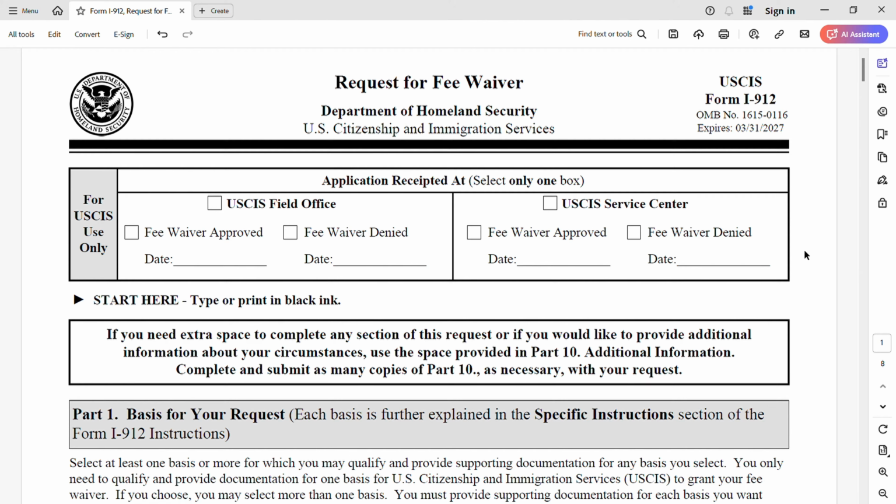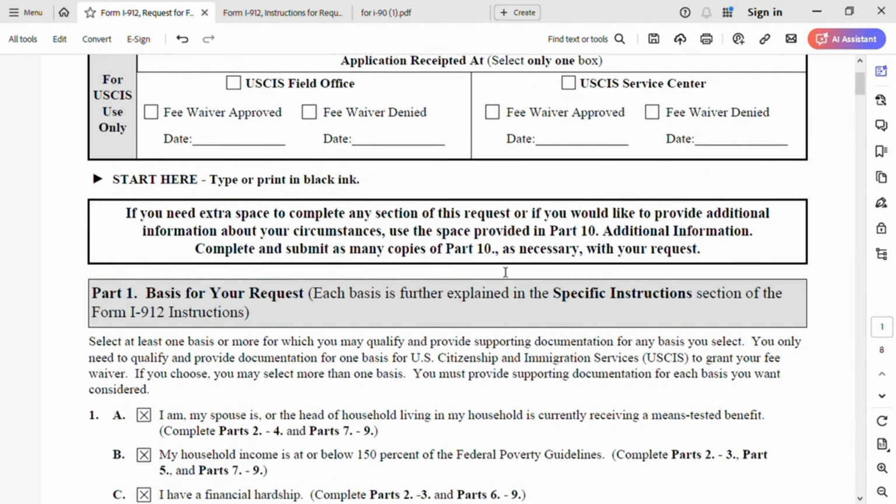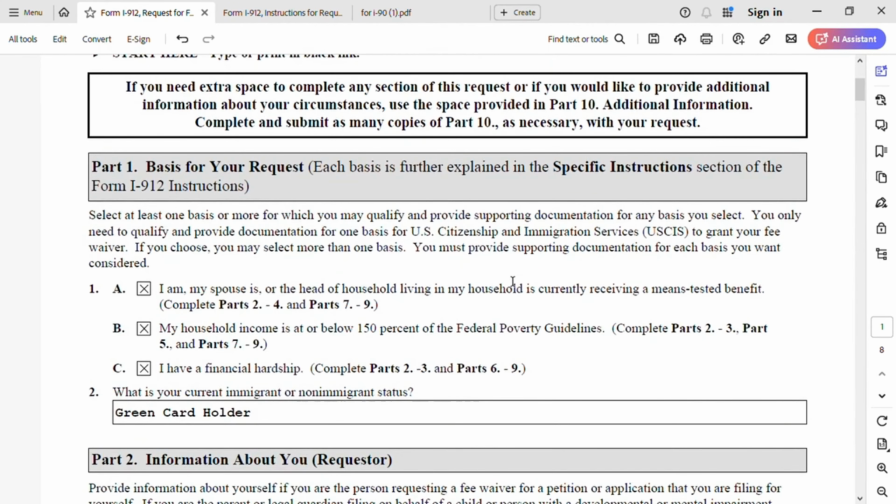For this part right here, it's for USCIS use only. Do not touch it. And for us, we're gonna start where it says start here. Type or print in black ink. So now let's go to Part 1.